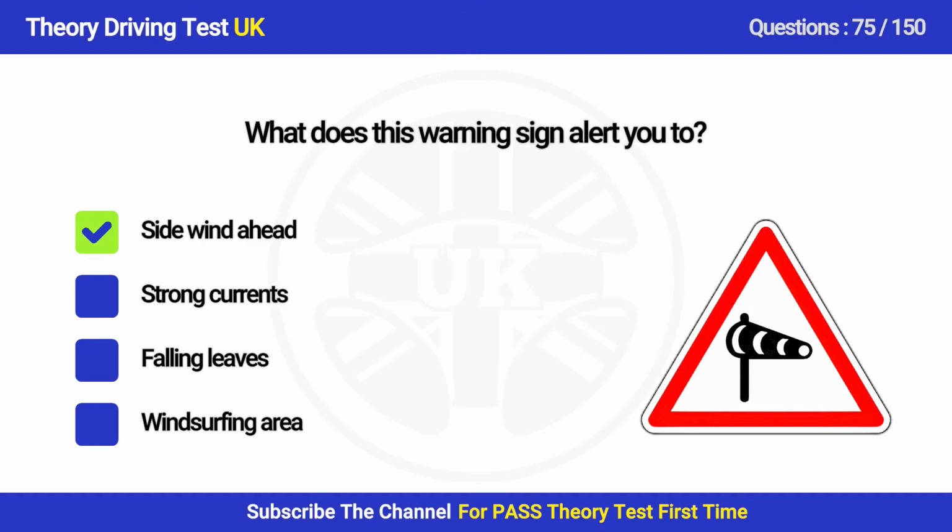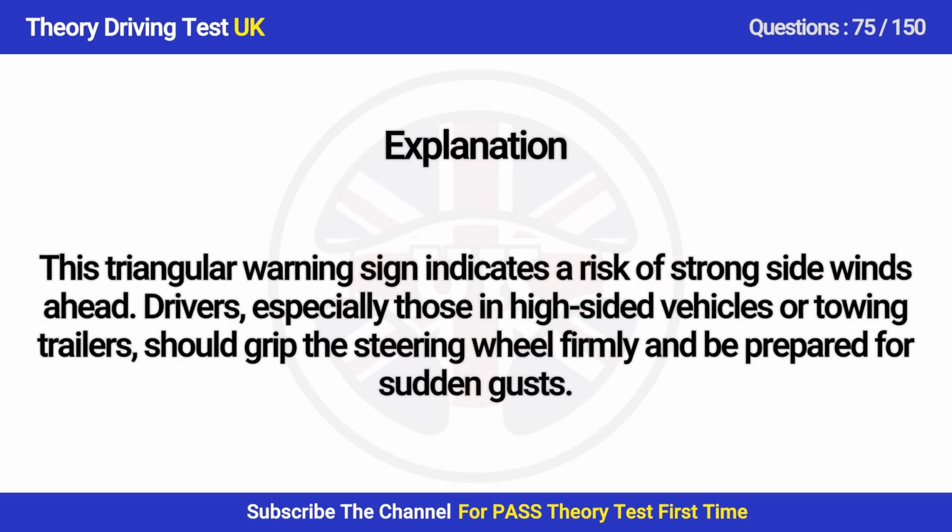Answer is A. Side wind ahead. This triangular warning sign indicates a risk of strong side winds ahead. Drivers, especially those in vehicles or towing trailers, should grip the steering wheel firmly and be prepared for sudden gusts.